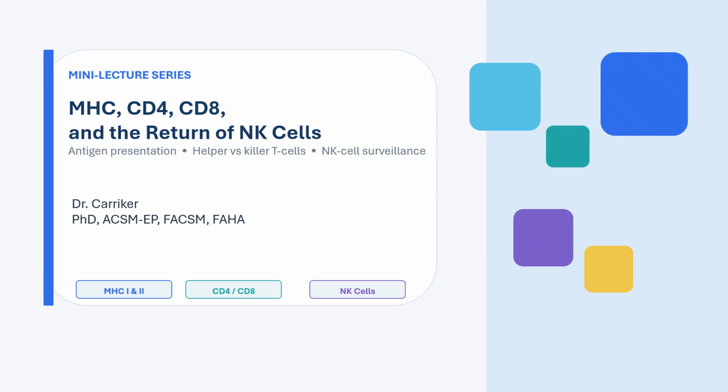Okay, so now we've talked about quite a bit, and we can answer one of the central questions in immunology, which is how does the immune system actually know what to attack? And this segment ties together antigen presentation, major histocompatibility complexes, helper and killer T cells, and the reason that natural killer cells matter so much in viral defense. So let's take a look.